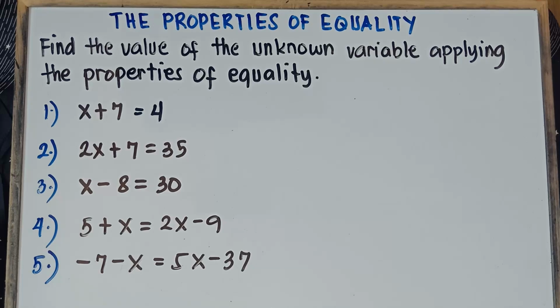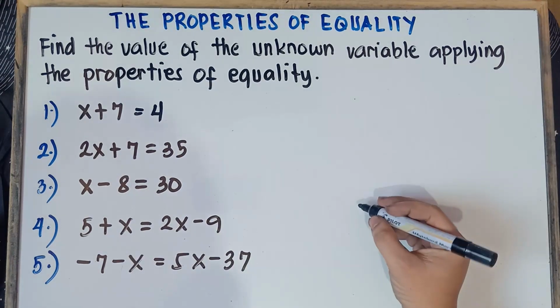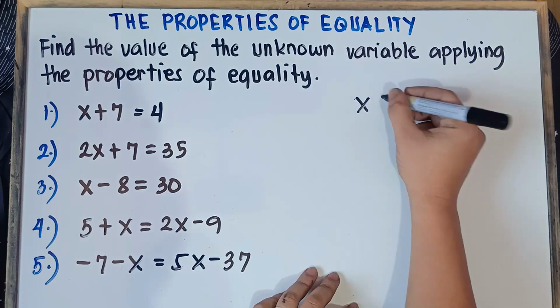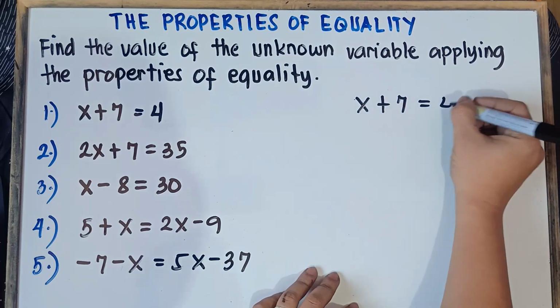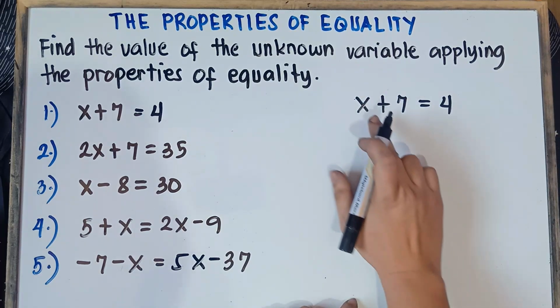Alright, so let's start with example number 1. Once again class, I will give you 10 examples for you to really understand this one. Example number 1: x plus 7 equals 4, and then we're told to find the value of x.